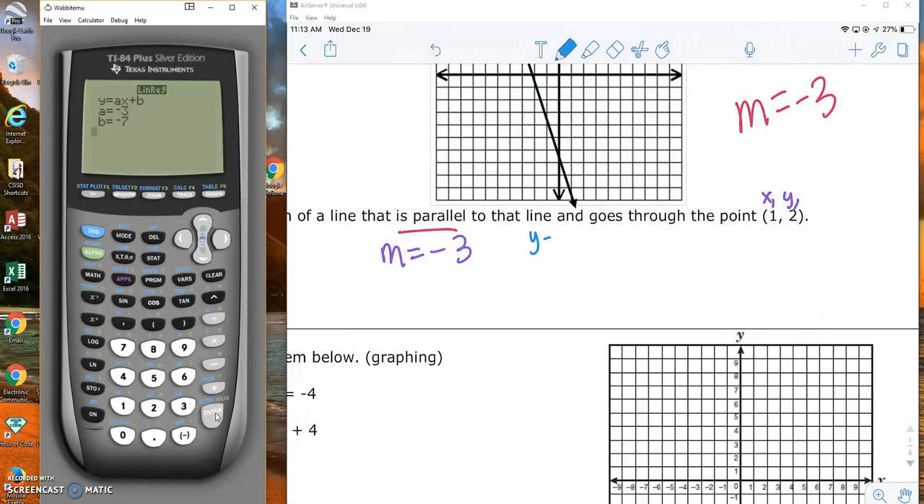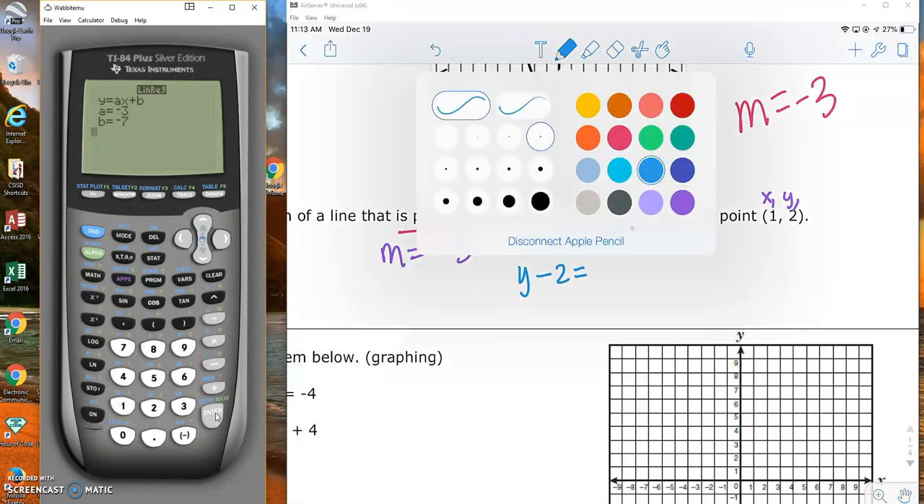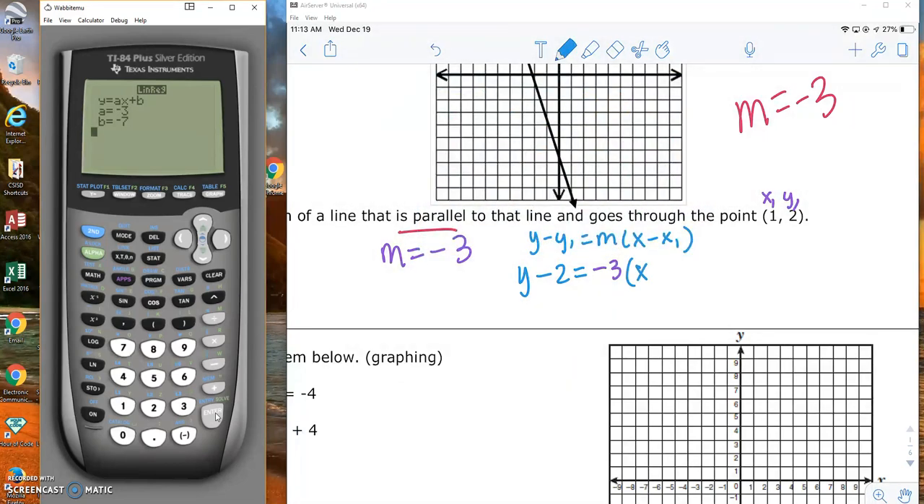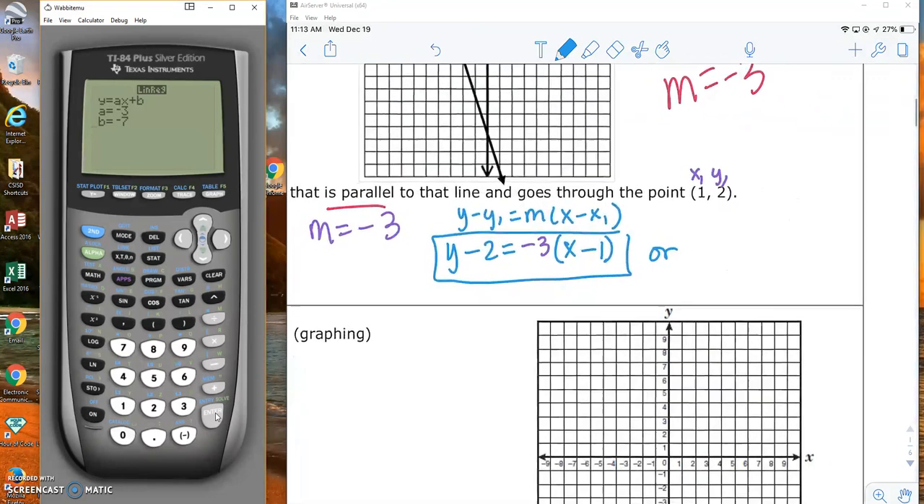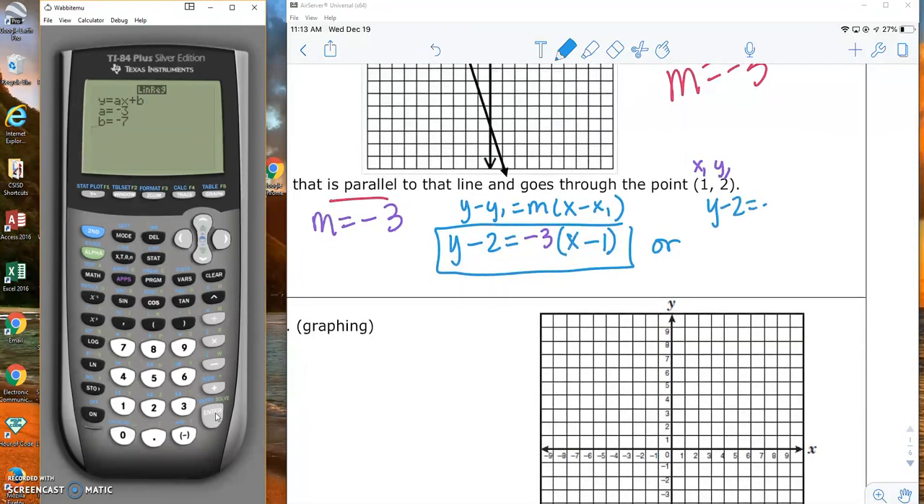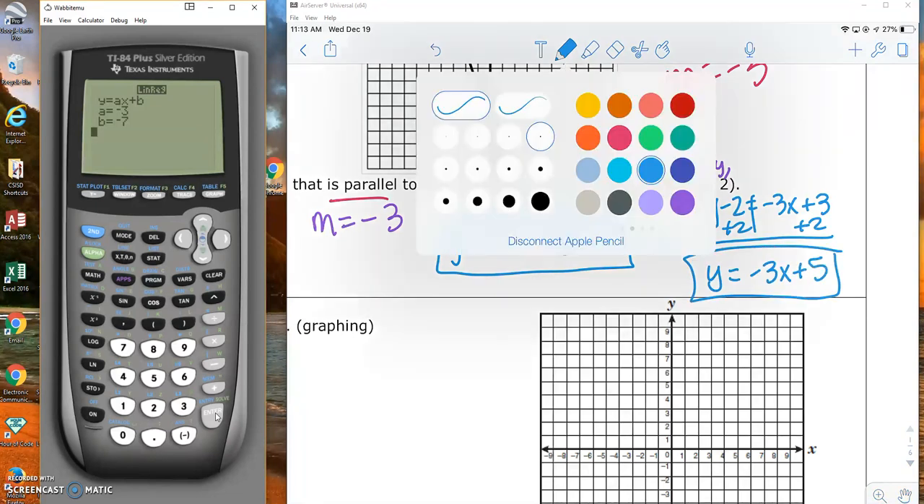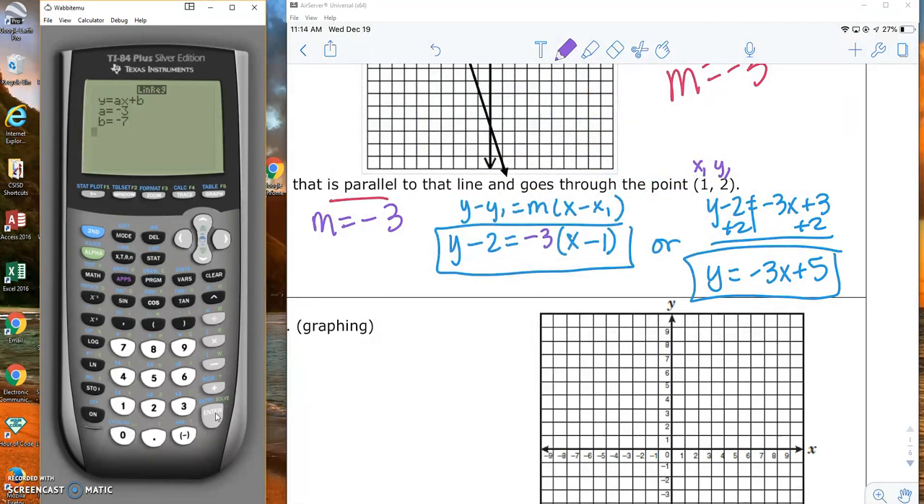Remember, when we have a point and a slope, we're going to plug into point slope. So y minus y1 equals that m, same exact slope as my picture, and then x minus x1. If they wanted you to solve this for y, we would distribute, so -3 times x, -3 times -1, and add 2 to both, so -3x plus 5. Both of these are acceptable answers, and you could be asked either one on your test.